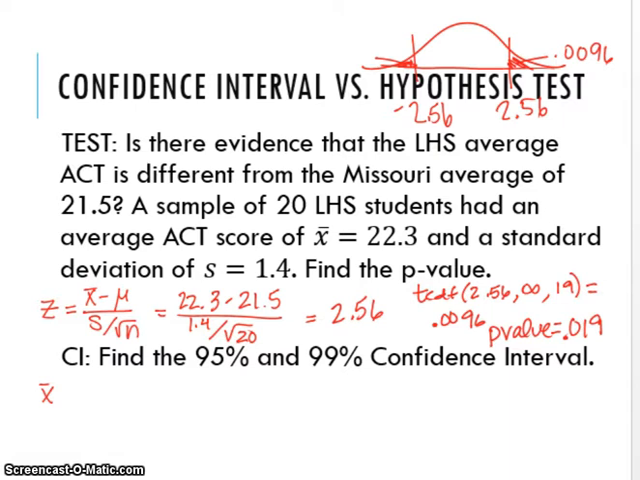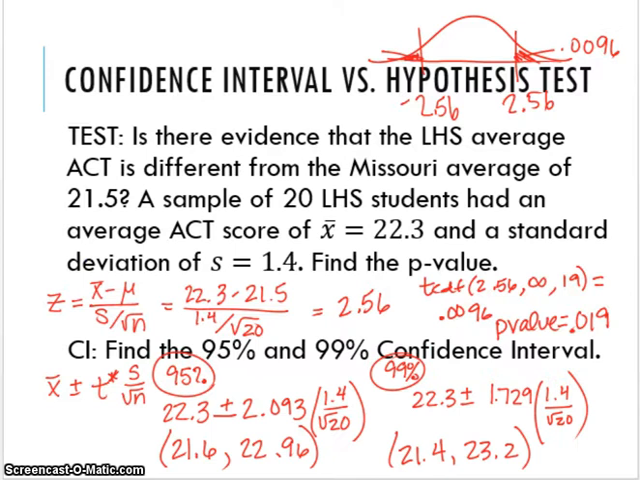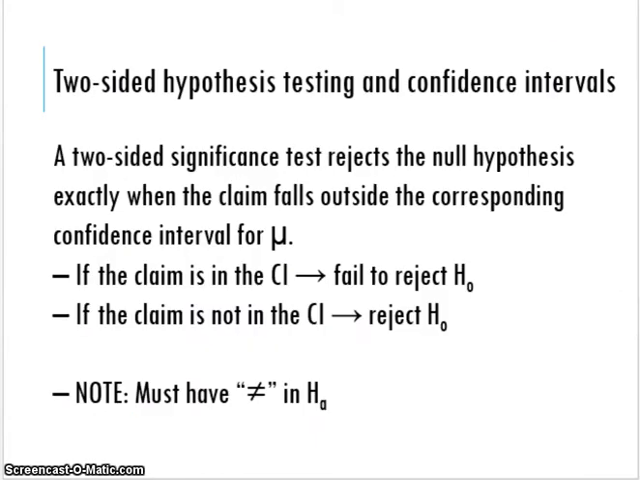Now we're going to find the 95% and the 99% confidence intervals. That's going to be x bar plus or minus t star times s over square root n. We're going to find the 95% confidence interval first. From your table you will get 2.093 for a 95% t interval with degrees of freedom of 19, or n minus 1. And then here's your interval for 99%. We will compare all of this in just a minute.